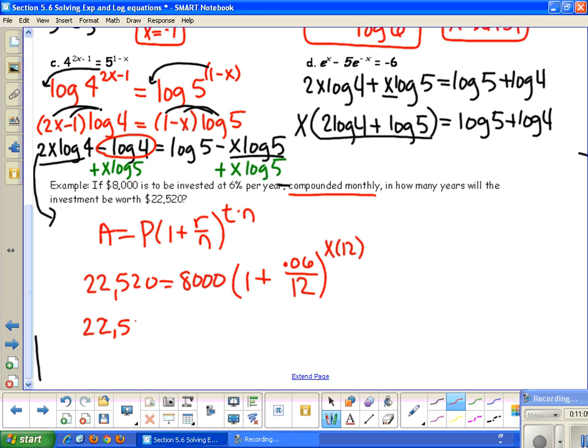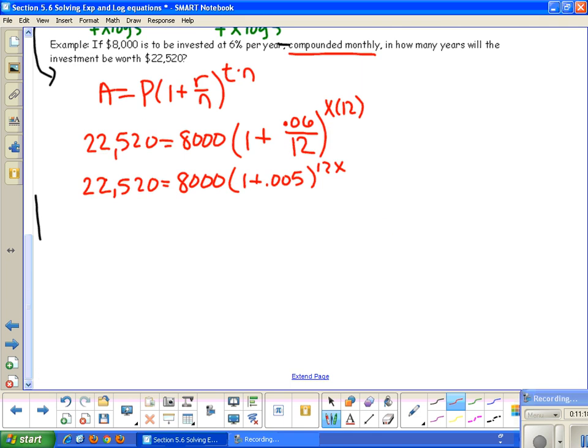So I have 22,520 equals 8,000 times 1 plus 0.005 to the 12x power. Now, in order to solve this, I'm going to have to first divide by 8,000 on both sides. When I divide both sides by 8,000, I get 2.815. And again, I'm solving for x. So notice that we have just the exponential part equals a number.